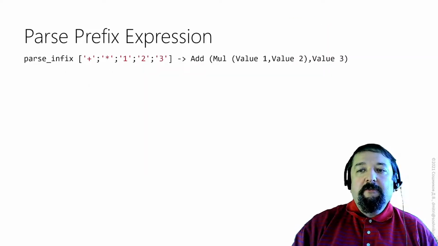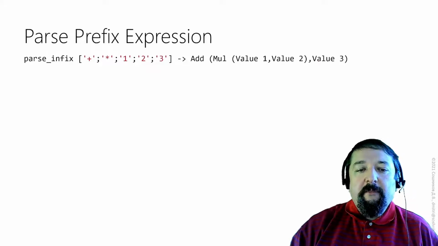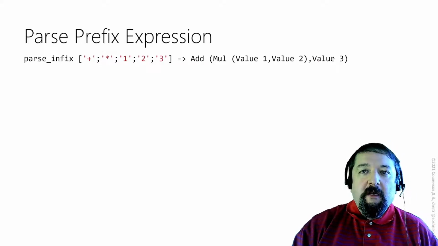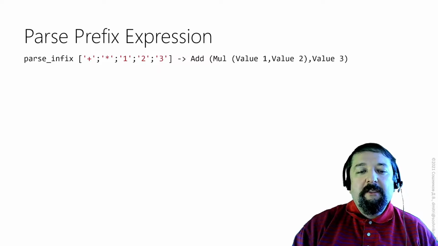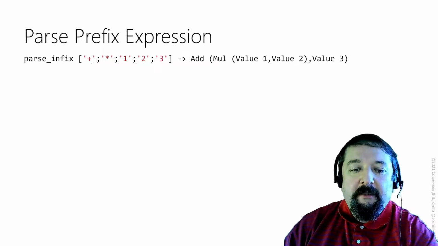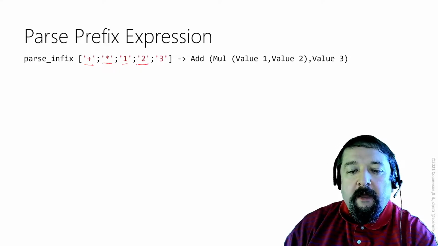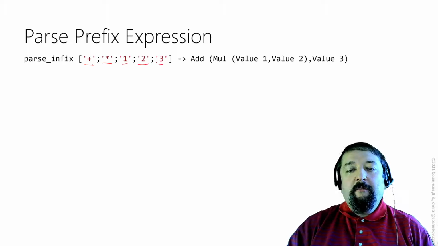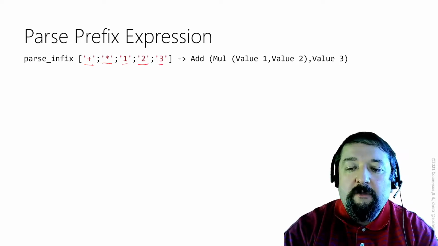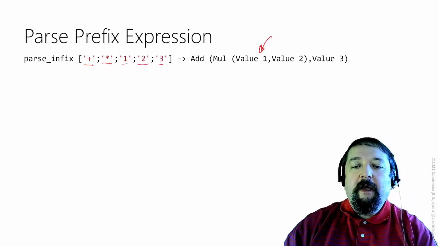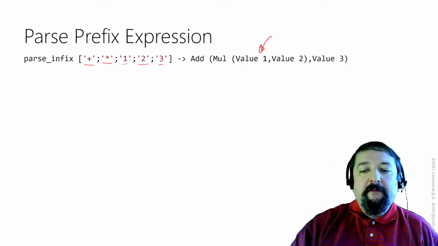So we will consider a simple example here. We will parse the prefix expression. Prefix expression is a way to write an expression when you have first the operation and then two operands. So suppose I want to represent 1 times 2 plus 3 in the prefix form. It would be represented like plus, then multiply, then 1, 2, so 1 times 2, and then plus 3. So when parsed into the abstract syntax tree, it would return us something like this: Add, multiply, value 1, value 2, and then value 3.